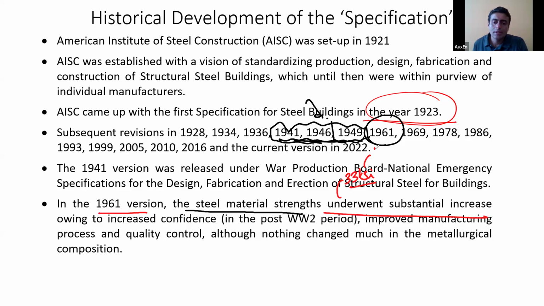KSI means kilo pounds per square inch. This is the stress level. Is it clear? Kilo pounds per square inch.